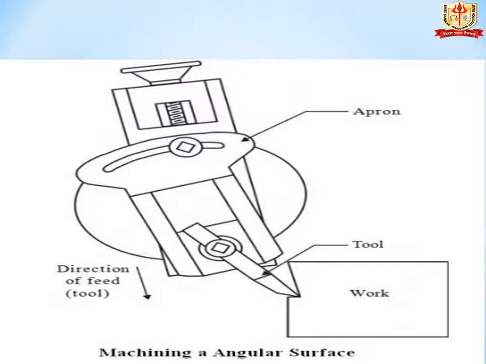Then the third operation is machining an angular surface. In angular surface machining, the tool is swiveled at an angle and it gives the movement in an angular direction.